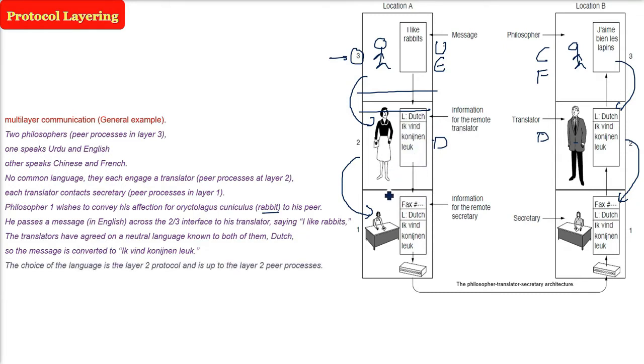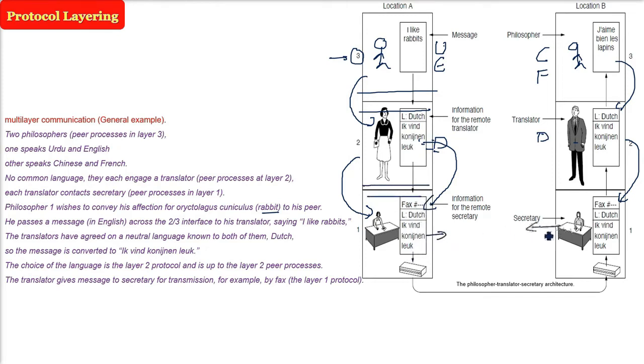Now this choice of language is totally dependent on the layer 2 protocol. They can define Hindi, or any other language. Because they have converted it to Dutch, the translator now gives it to the secretary. The secretary is sending it. Now the layer 1 secretaries from both sides have agreed that they will send it using fax. They could have decided to send it by email or phone.